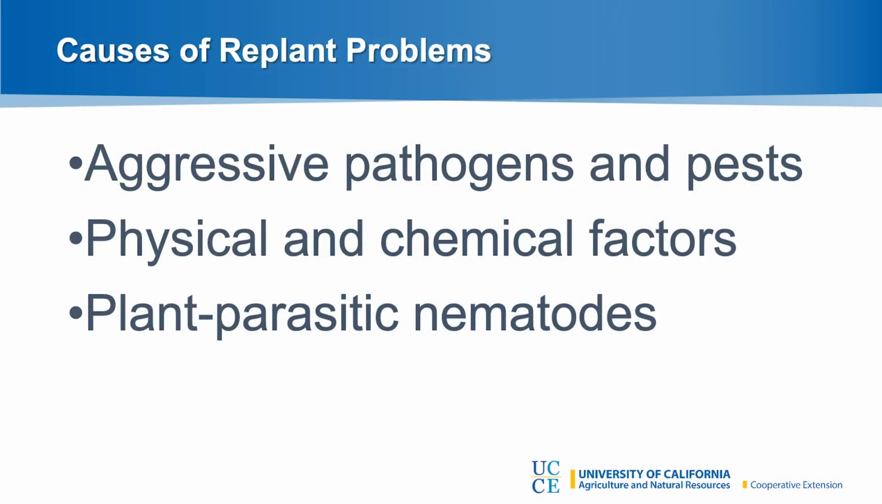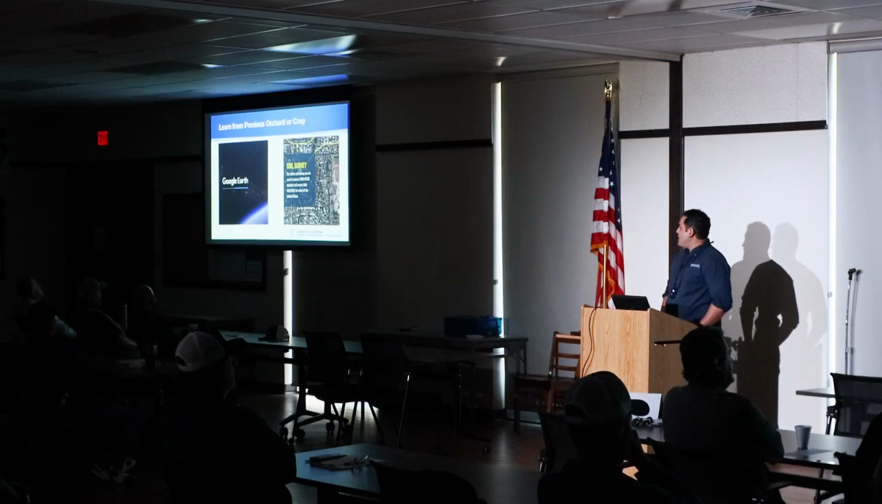I generally like to classify it down to aggressive pathogens and pests, and physical and chemical factors, or abiotic factors. And while plant-parasitic nematodes are a pest, I tend to pull them out on their own, especially when talking about planting and replanting almond orchards. So one tool I find very helpful is this combination.